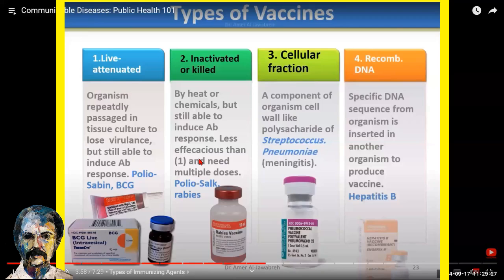So this one here mimics the real hepatitis B virus. It's not the virus, it's a mimic of the virus. Okay? Okay. So far, so good. Types of vaccines.